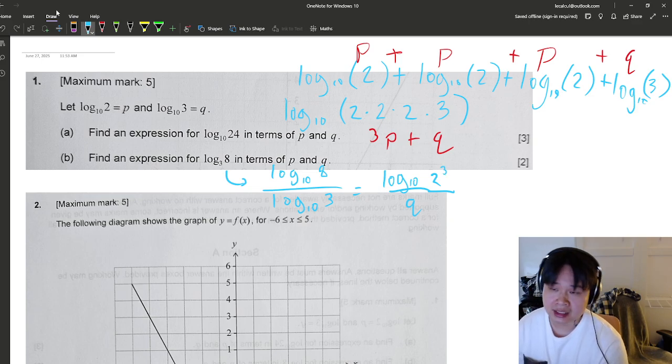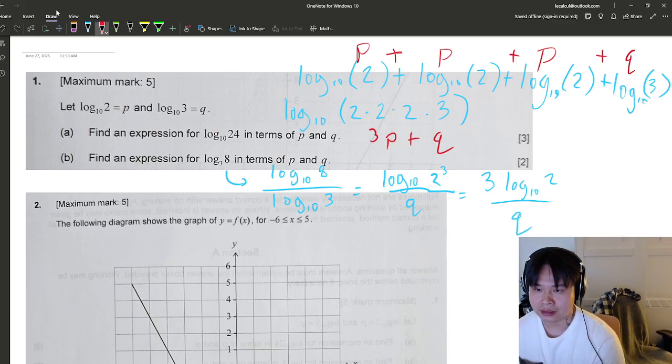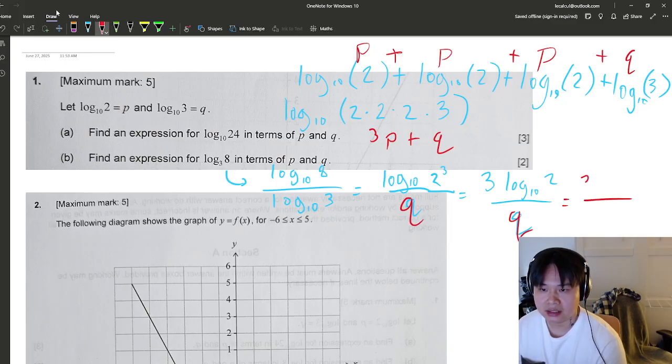So this one, I'm using the exponent. You can use your log rule, log law, to write the exponent as a coefficient. And I'm showing all my work. Honestly, you don't need to show all your work. You could probably just skip from here to the actual answer. So the answer is 3p over q.